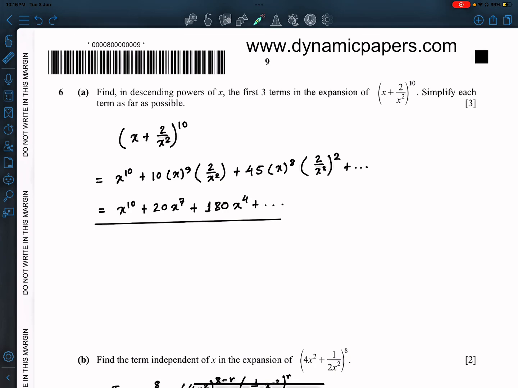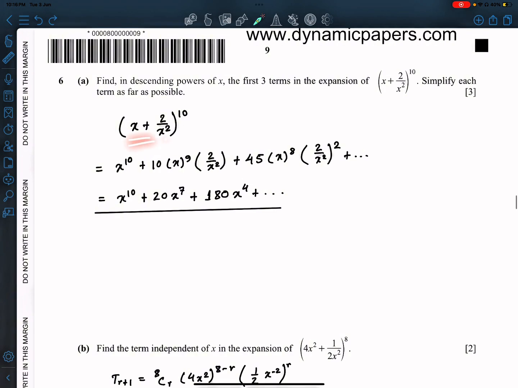Question number 6. Find in descending powers of x the first three terms in the expansion of (x + 2/x²) to the power 10. Simplify each term as far as possible. Okay, so we can use the binomial theorem over here.